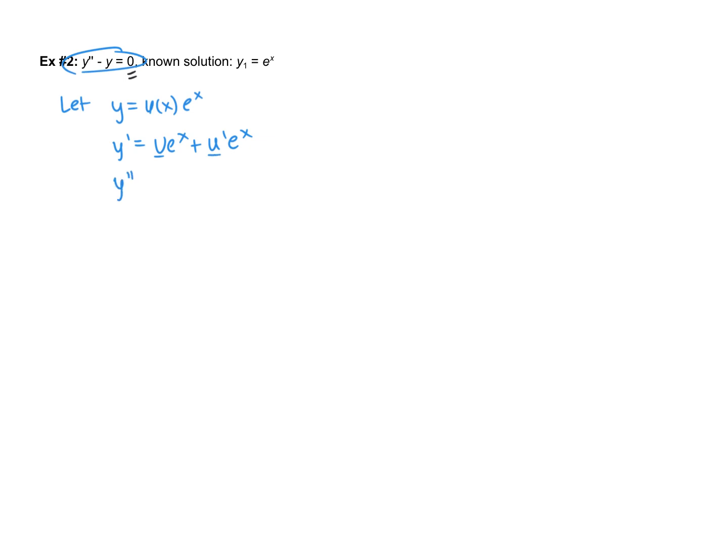So then our y double prime will be u e to the x, add u prime e to the x, add u prime e to the x, add u double prime e to the x. So then, combining like terms and simplifying, I get u e to the x, add 2u prime e to the x, add u double prime e to the x.